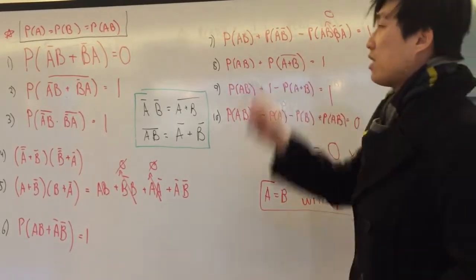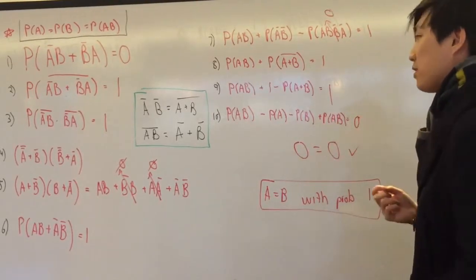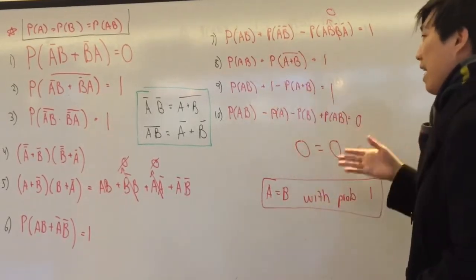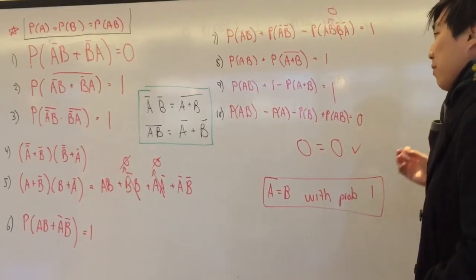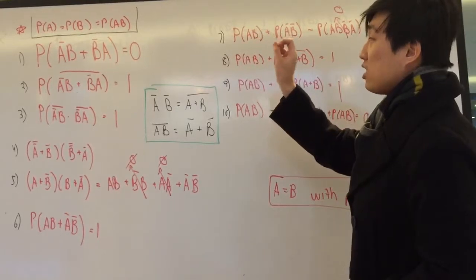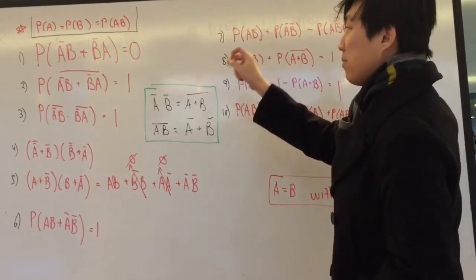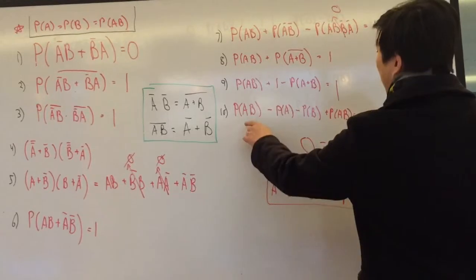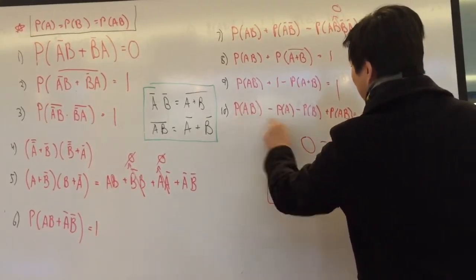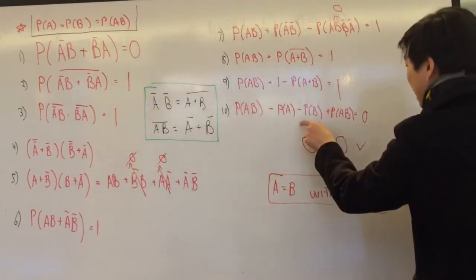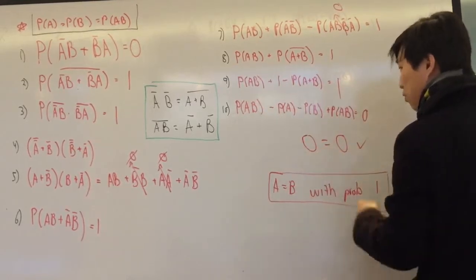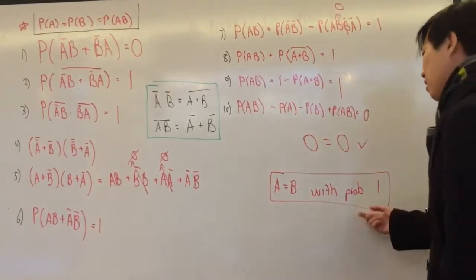So now we can use our initial conditions and plug them into this equation. And therefore, if this equation holds once the initial conditions are plugged in, then A equals B with probability 1. So since our initial conditions state that the probability of A is equal to the probability of B is equal to the probability of AB, then the probability of AB minus the probability of A results in 0, and negative the probability of B plus the probability of AB also equals 0. So we end up with 0 equals 0, this equality holds, and therefore A equals B with probability 1.